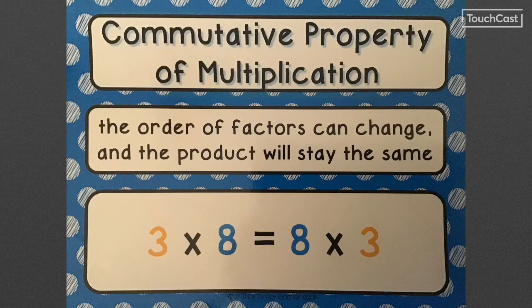The commutative property of multiplication works the exact same way. The order of the factors can change and the product will stay the same. 3 times 8 is the same thing as 8 times 3.